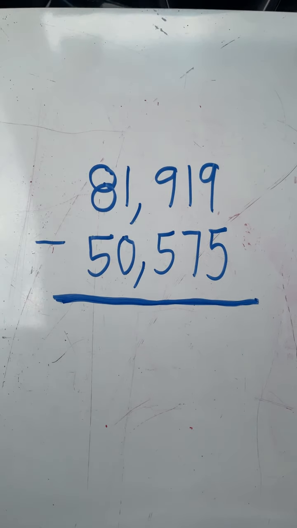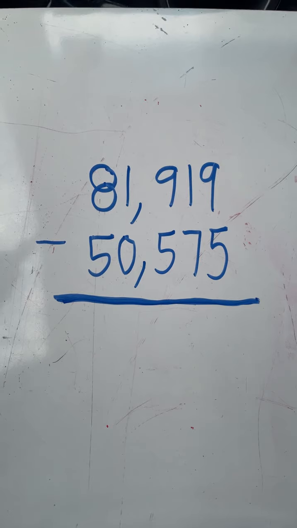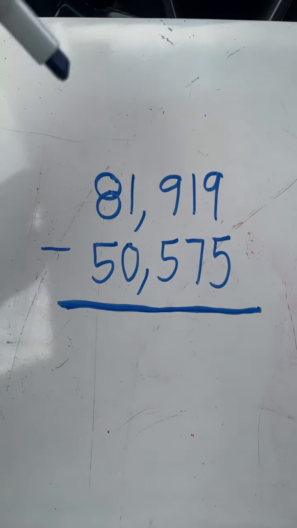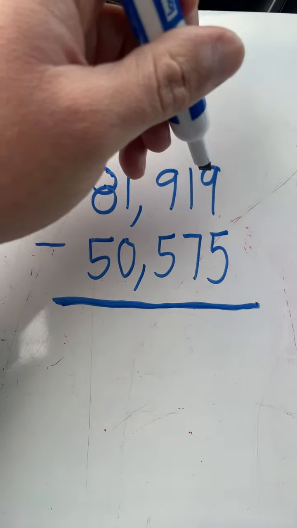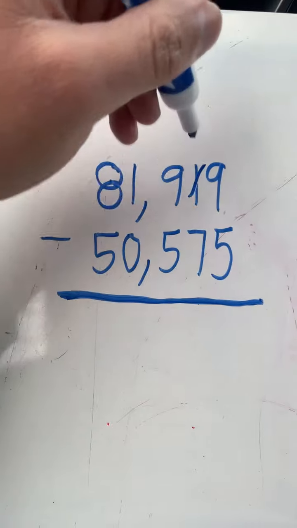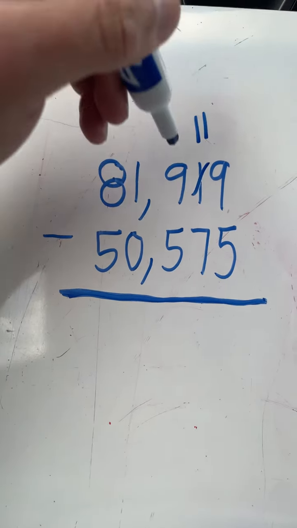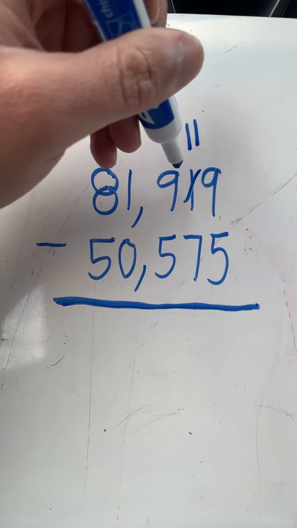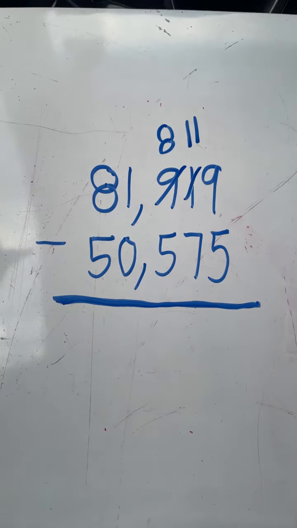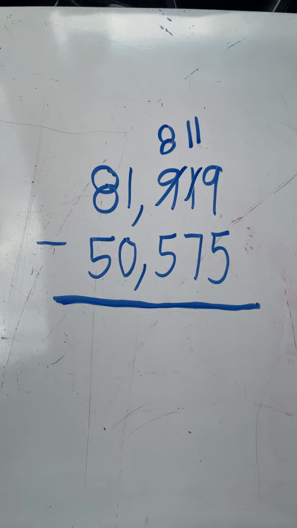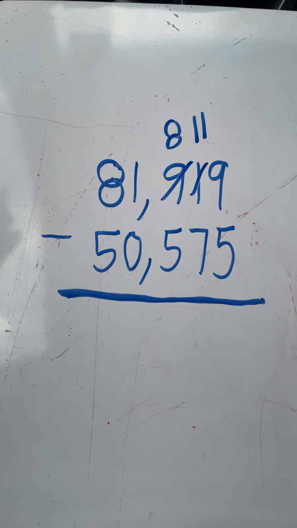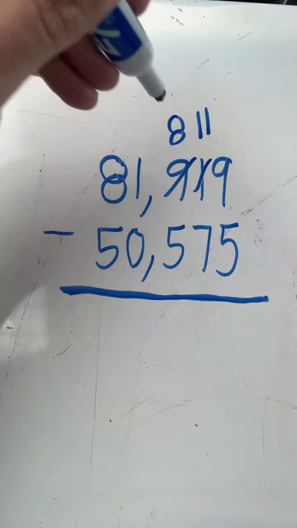And I like to do all of my regrouping before I do any subtraction. So what I'm going to do is take a 10 from the hundreds place and add that to the tens place. So the 1 is going to become an 11, and the 9 is going to become an 8. So we regroup by taking 10, adding 10, and taking away 1 from the place to the left.